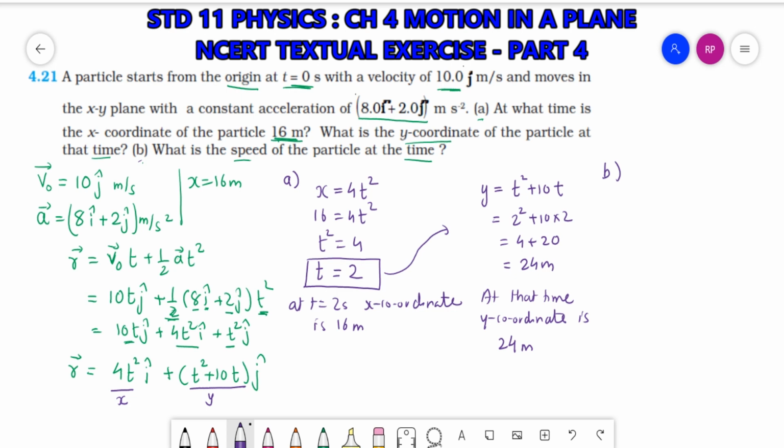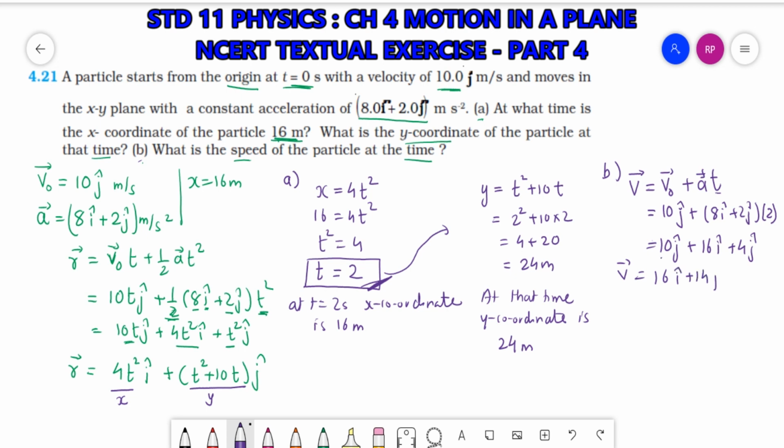Now another question B. What is the speed of the particle at that time? So we need to find out the instantaneous speed. So first we'll derive the equation. We'll use the kinematic equation v equal to v0 plus at. Okay, because it is uniform accelerated motion. So v is the final velocity at time t. So v0 is 10j plus a, that is 8i plus 2j into t. What is the time? 2. Clear? We have found out this. t equal to 2. So this is equal to 10j plus 8 into 2, that is 16i, plus 2 into 2, that is 4j. So just organizing the coordinates, 16i, 10j plus 4j, that is 14j. This is the velocity at t equal to 2.